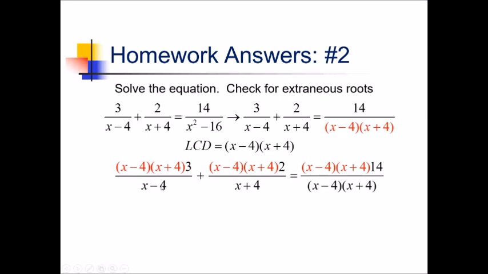First fraction, it's the x minus 4s. After that, it's the x plus 4s. And in the last fraction, this is the jackpot. Everything's canceling except for the 14 up there.